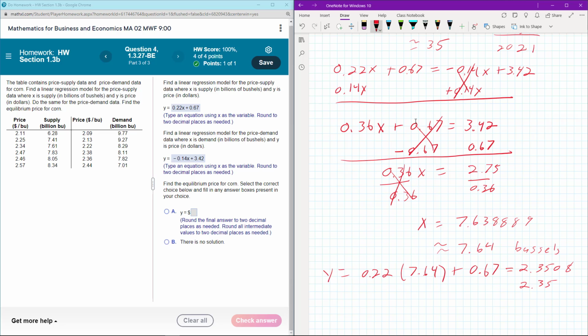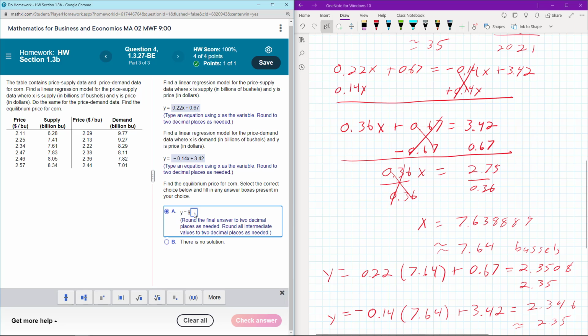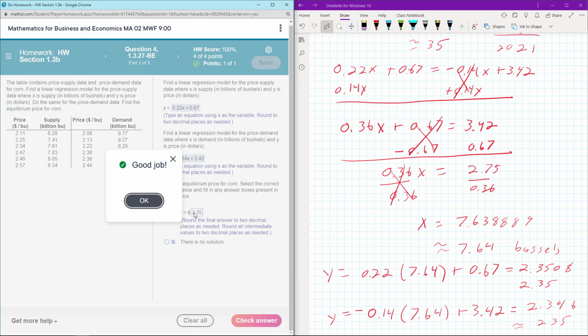Okay, well, I'm kind of curious. I want to see how it works with the other one. So that one's going to be y is equal to negative 0.14 times 7.64 plus 3.42. And that gives me 2.346. That rounds up to 2.35. So I'm thinking that it's 2.35, and that should be $2.35, and that should work. Let's go ahead and find out. There you are. It actually did.